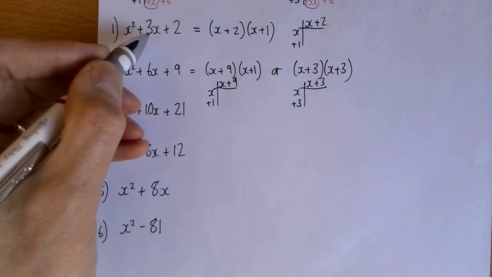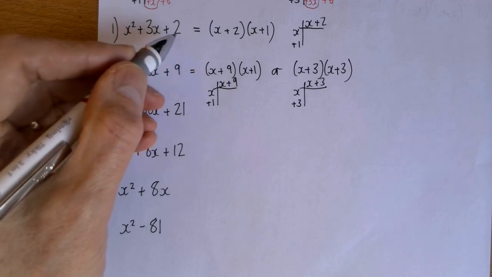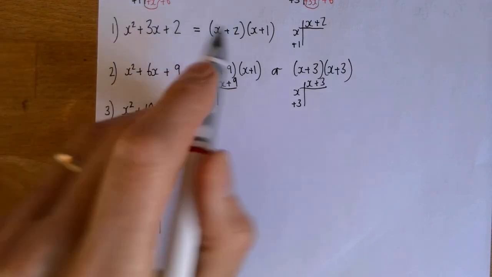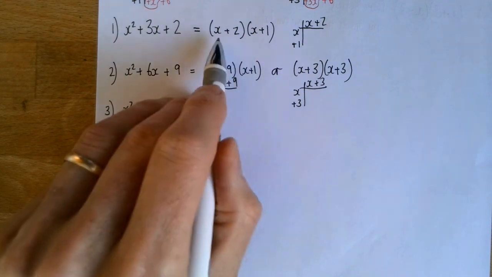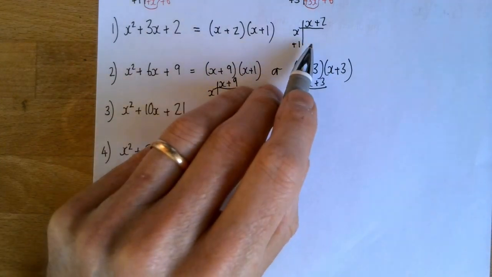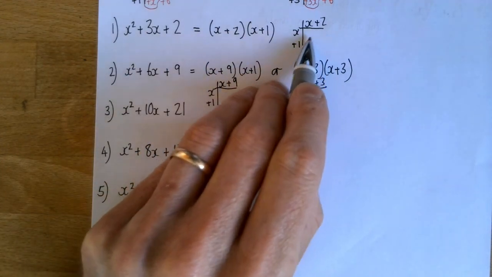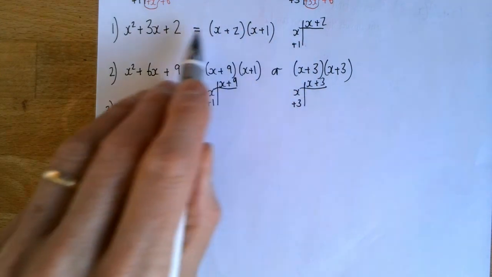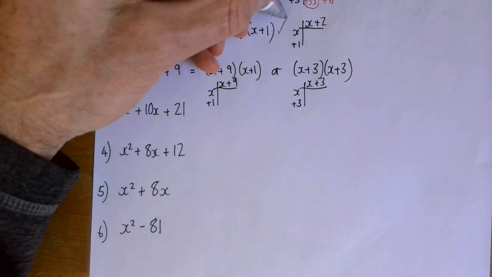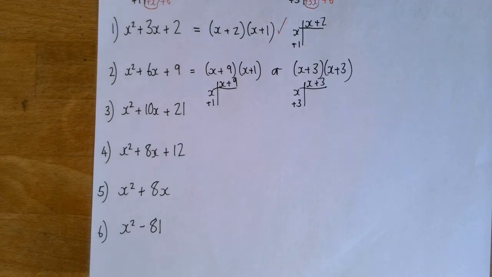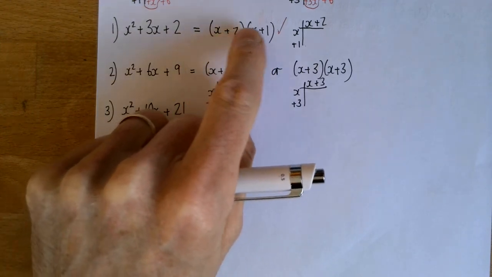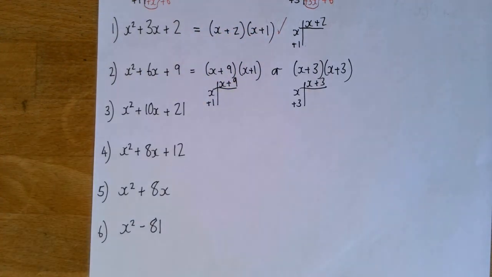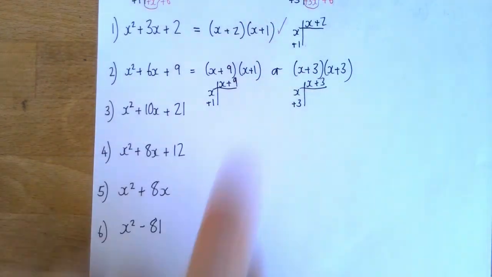Okay, so I was quite nice to you with this first one, because the only way you can make 2 by multiplying two whole numbers together is 2 and 1. So that was the only option we really had. And does it work? Well, yes, because this would give us a 2x, this would give us a 1x, which altogether would give us a 3x. So that's the correct answer. And of course, some of you would have put x plus 1, x plus 2. Same answer, perfectly correct. Doesn't matter which way round the brackets go.